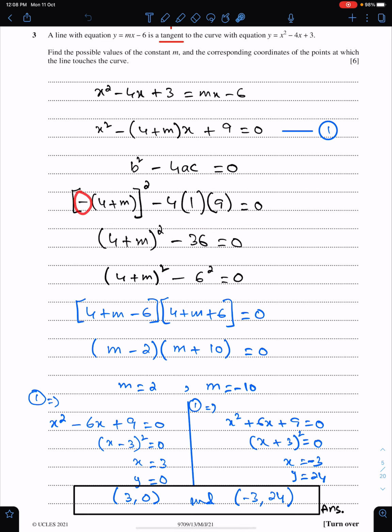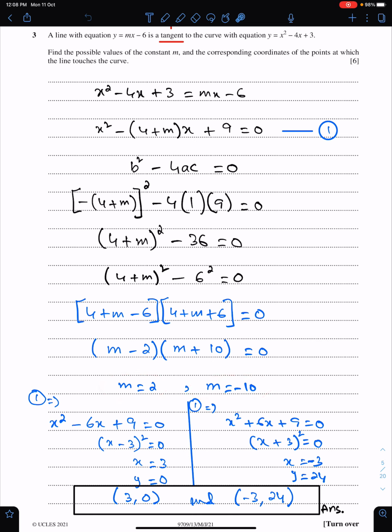This minus will be eliminated because of this even power. So you don't need to expand this, you just need to use the a square minus b square formula to make the calculation simple. So this is a square and this is b square. So this is a minus b, this is a plus b. So we have got the values of m.